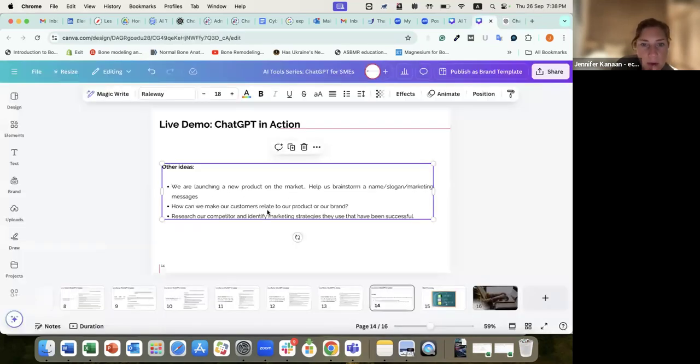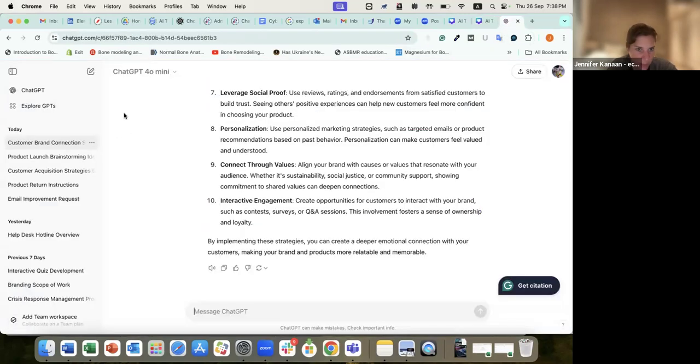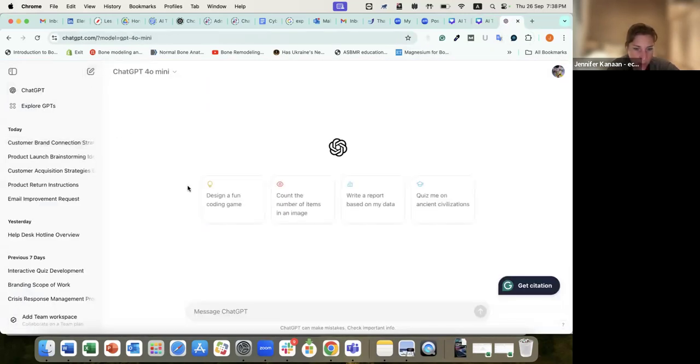I had another one here. Okay, research our competitor and identify marketing strategies they use that have been successful. Anyone wants to give me a competitor of their brand that we can research? I think that would be interesting. Anyone's competitor? Come on, guys. This was supposed to be an interactive session.